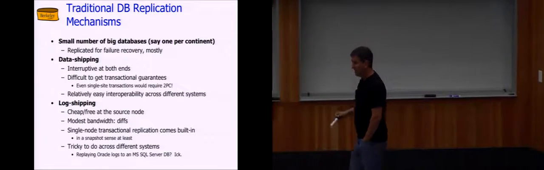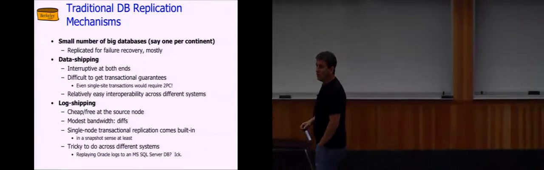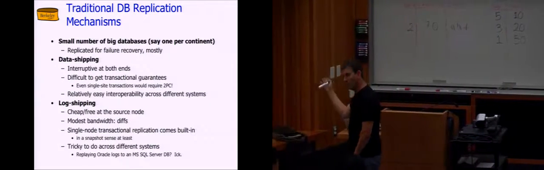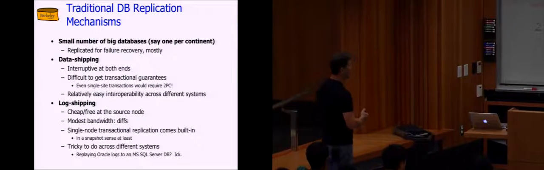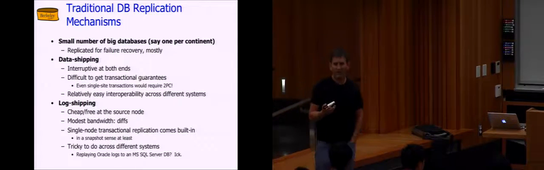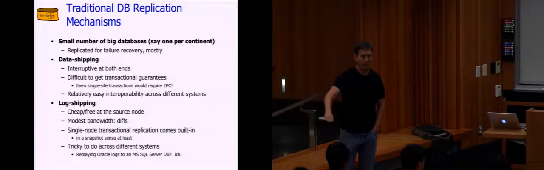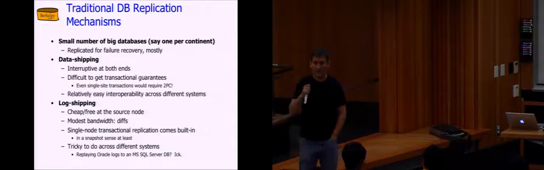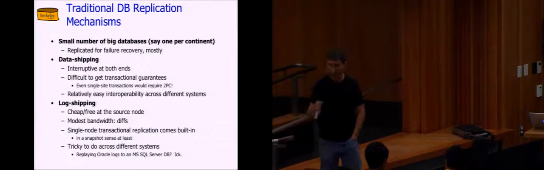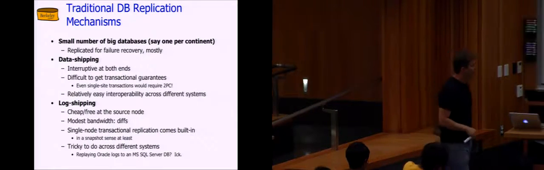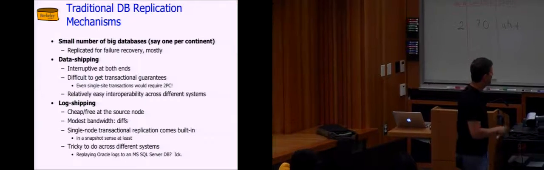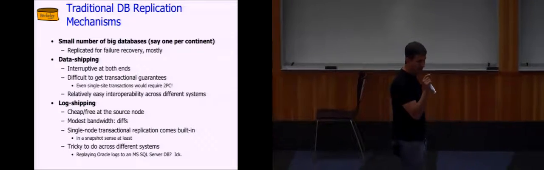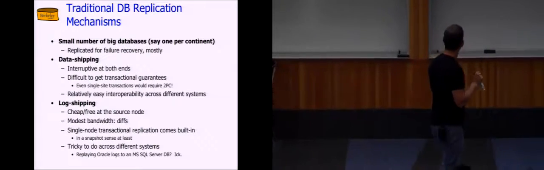The other way to implement this, instead of shipping the data, is just to ship the logs. So San Francisco keeps spooling off its log to New York, and New York keeps spooling off its log to San Francisco. At the source node, you were writing the log anyway. It costs you very little to have that log device send it off on the side. And you can do it in the background, so you don't have to send that log off immediately. You can send it off periodically. So it's kind of cheap at the source node. You were writing log records anyhow. The bandwidth is more modest. As we know, writes to the log tend to be diffed, and they're compressed in a nice way, so that comes for free.